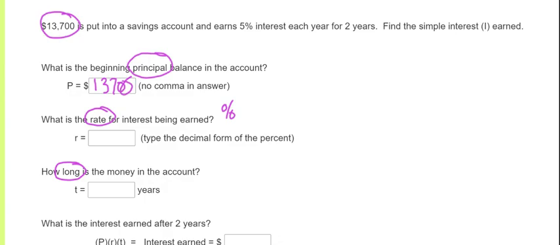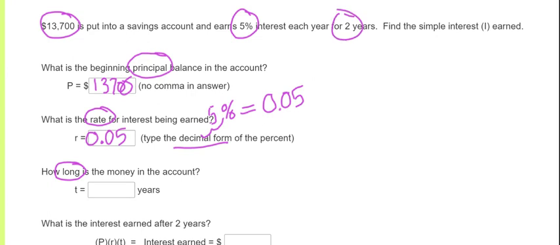$13,700, and then the interest rate in decimal form is 5% for this particular account that is earning at 5% per year for 2 years. So we change that to a decimal. 5% divided by 100 is going to be 5 hundredths. So that is our given rate. And then it's for 2 years for the amount of time.